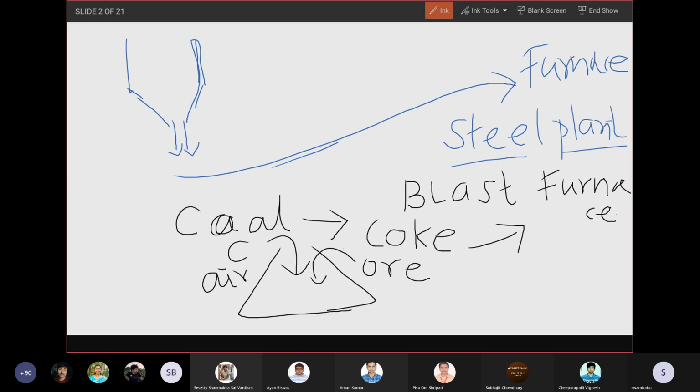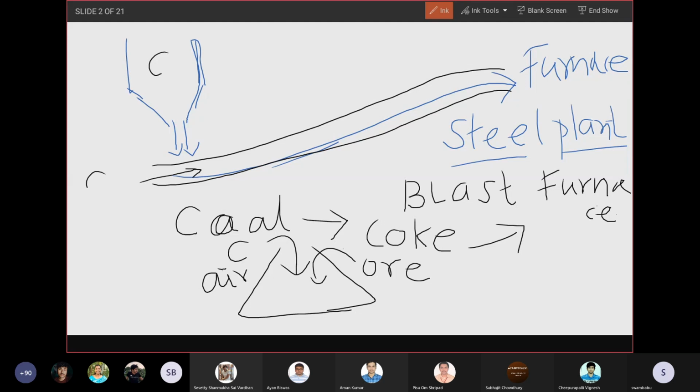So here we need air and coke particles, and the particle size has to be smaller for efficient combustion. So what they do: the coke particles stored in a silo will be transported with the help of air, and air and coke particles enter the furnace.